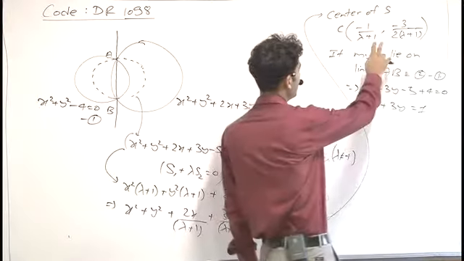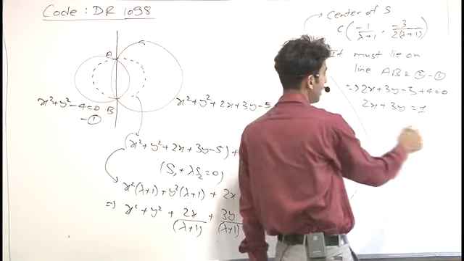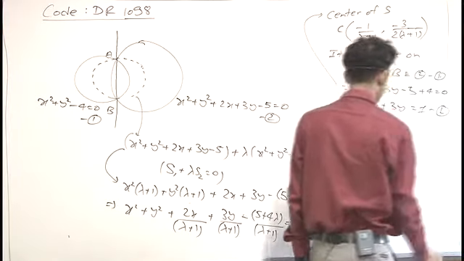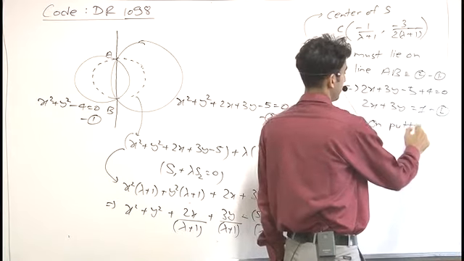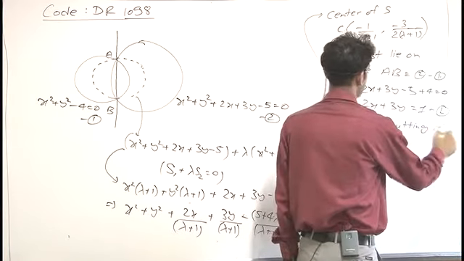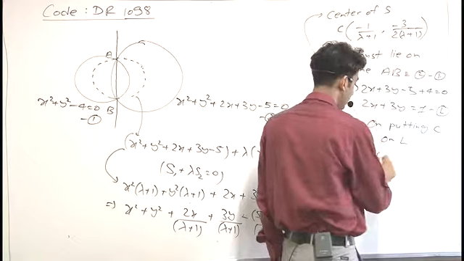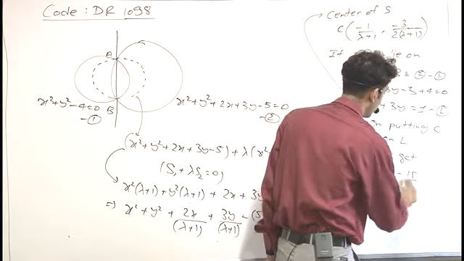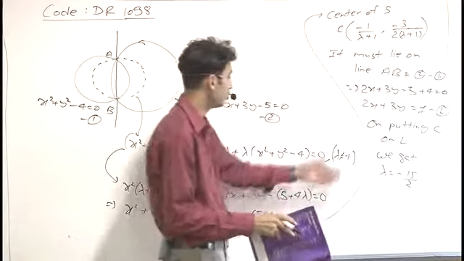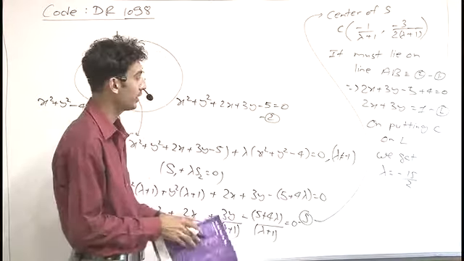If we satisfy this center on this line L, putting C on L, we get the value of lambda equal to negative 15 by 2. We get the value of lambda equal to negative 15 by 2.